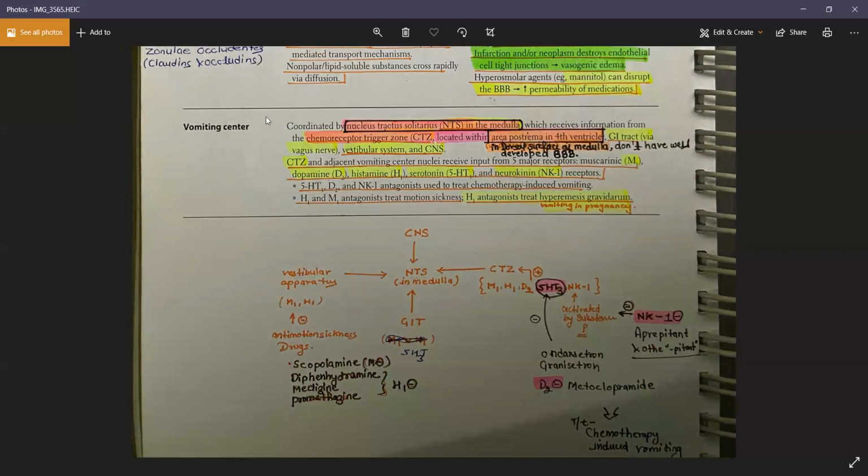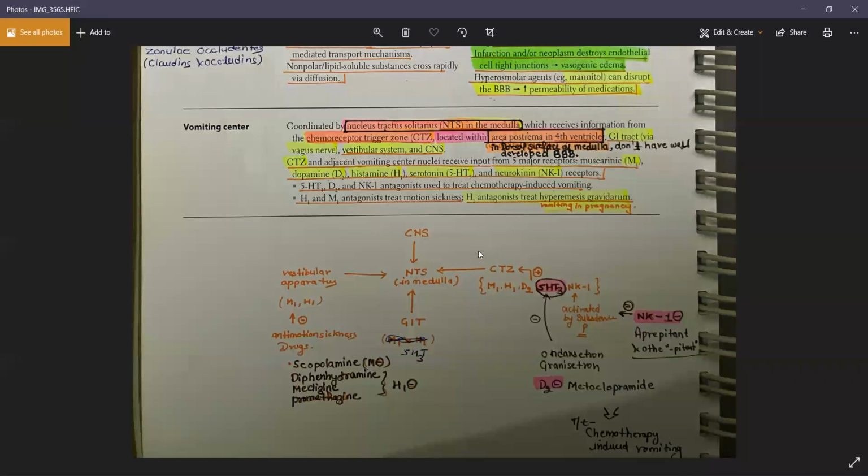Then you need to know about the vomiting center, which is basically devoid of the blood-brain barrier, of course. You have this nucleus tractus solitarius, which is present in the medulla, and this area is responsible for the vomiting. It receives the signal from the CTZ, which is the chemoreceptor trigger zone.